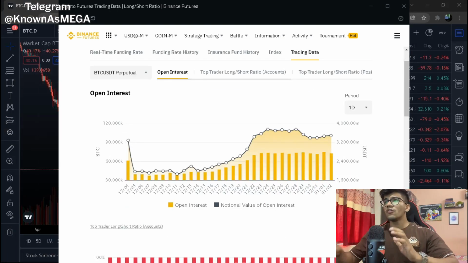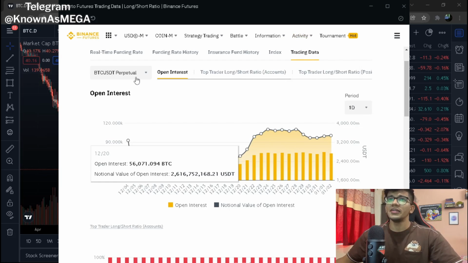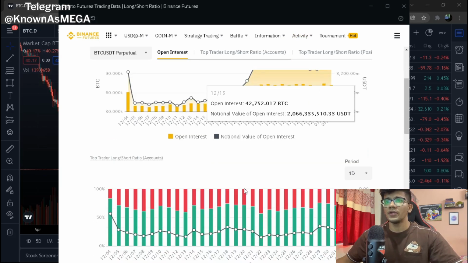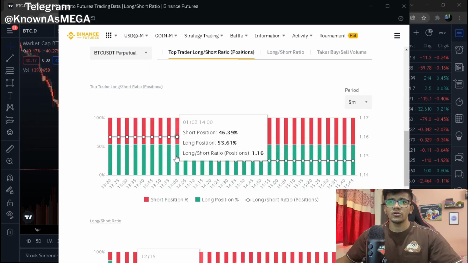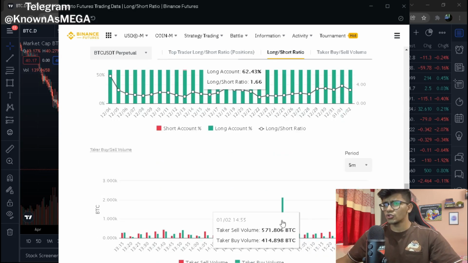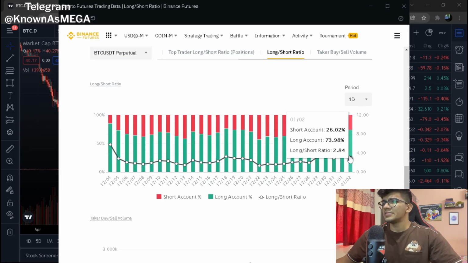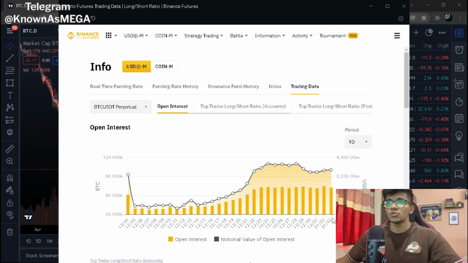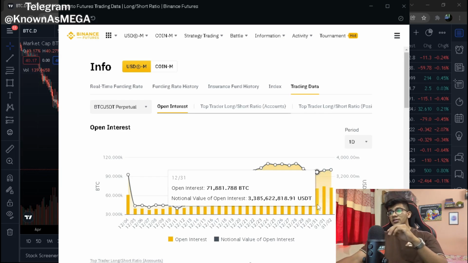All right, so now starting off with open interest, when I go to the trading data, I'll see some things like open interest, top trader long short ratios, long short positions, long short ratio, and all that stuff. So how am I supposed to use this to my benefit? Starting off with open interest, what is open interest?